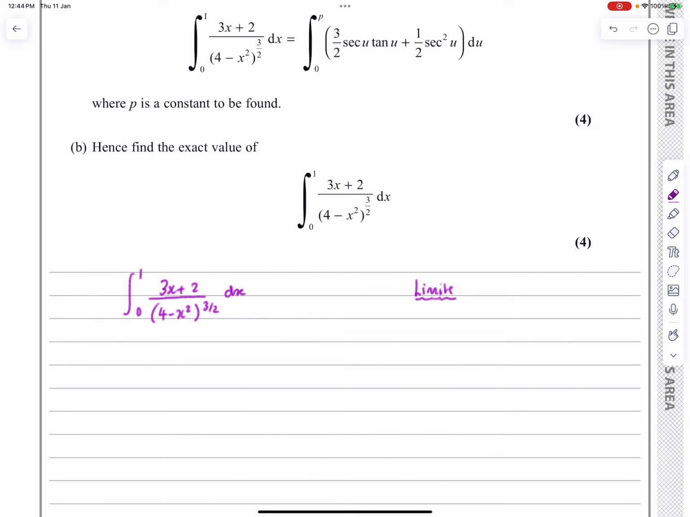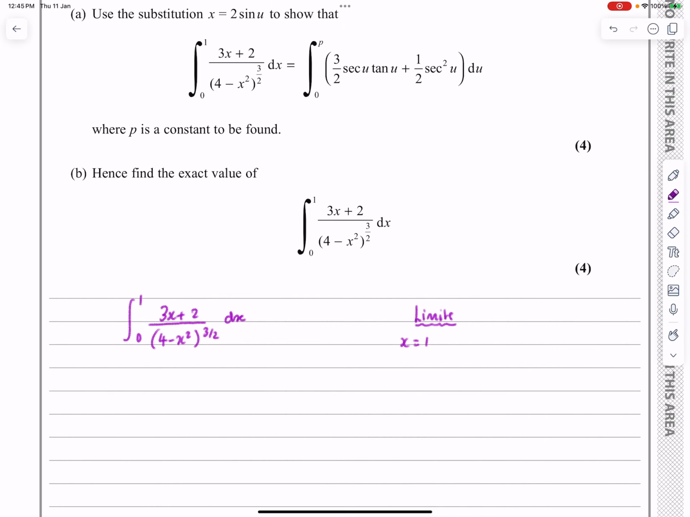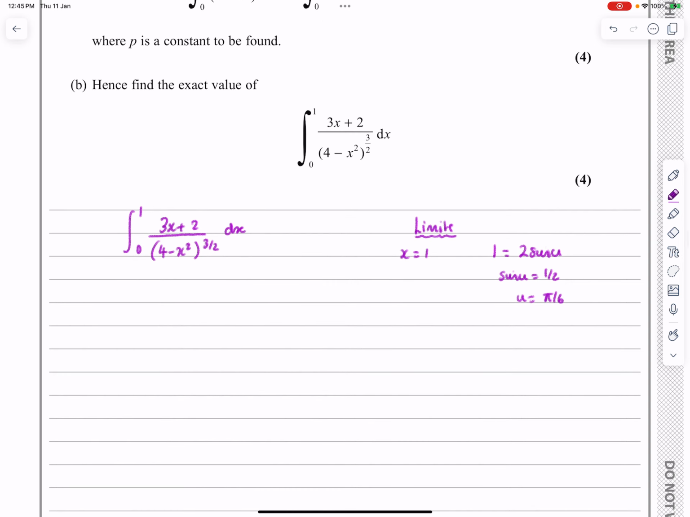and make it really clear that I've got, if x equals 1, which we have as the top limit, we're going to say x equals 2 sine u, so 1 is equal to 2 sine u, which means sine u is equal to a half, which means u will be equal to 30 degrees, but we're working in radians, so u is going to be equal to pi over 6. Let's do the other one. x equals 0, we'll get 0 is equal to 2 sine u, so I get sine u equals 0, which is going to give me u working out to be equal to 0. Okay, so I've got my two limits.